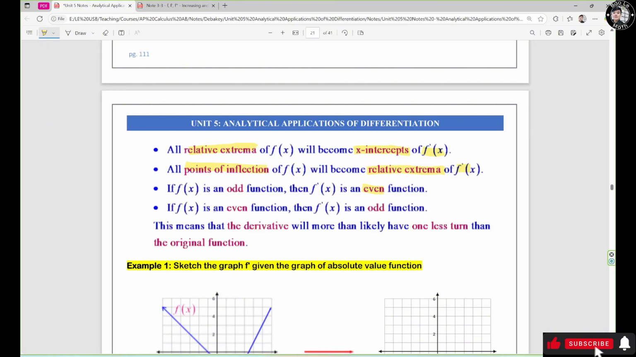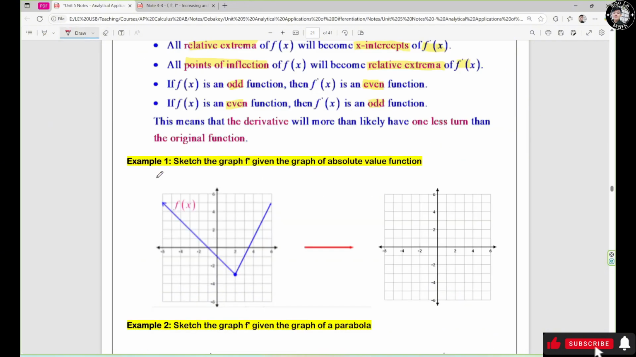Now, if f of s is an odd function, then f prime of s is an even function. The converse is not necessarily true. If f of s is an even function, then f prime of s is an odd function. Similarly, the converse is not always true. Now, let's move on to the first example.